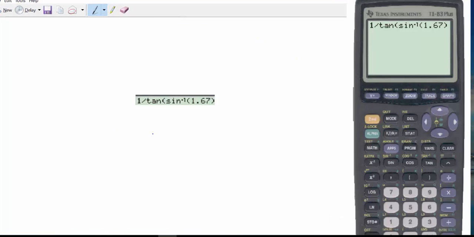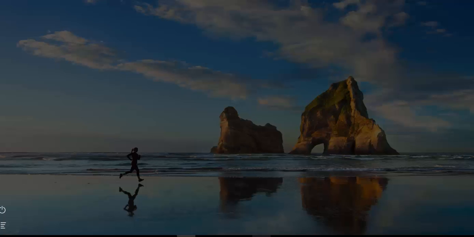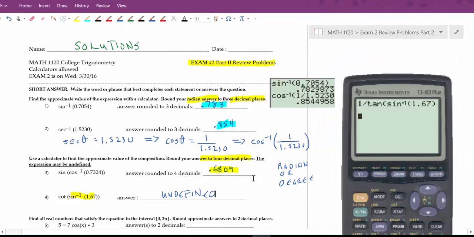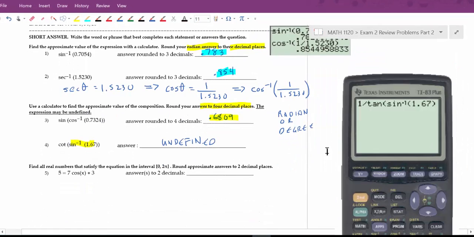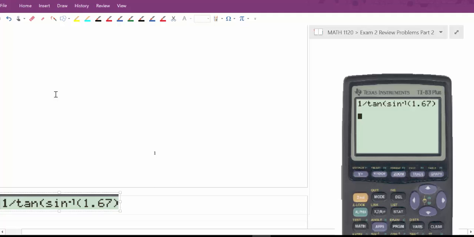Okay. Oh, come on, mouse. Where are you? Come on, there we go. All right. Oh, come on.